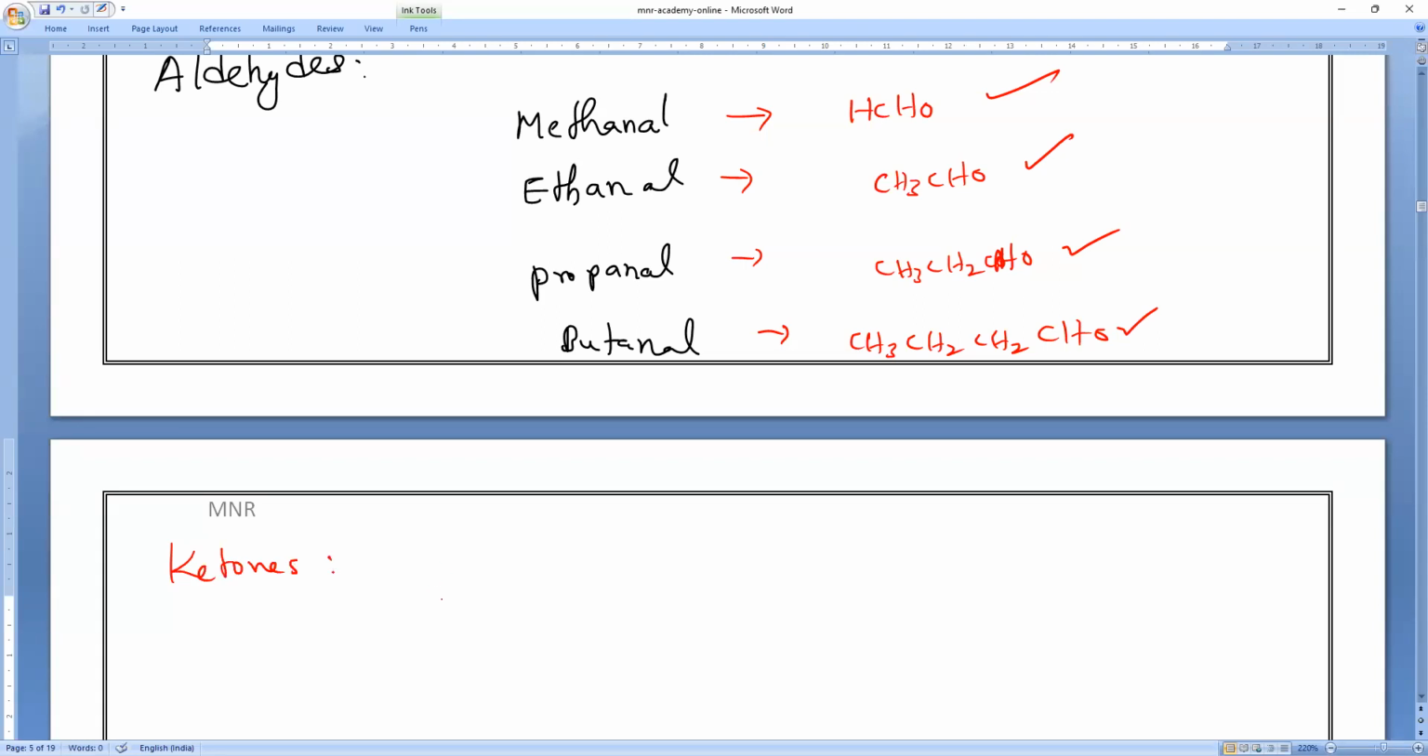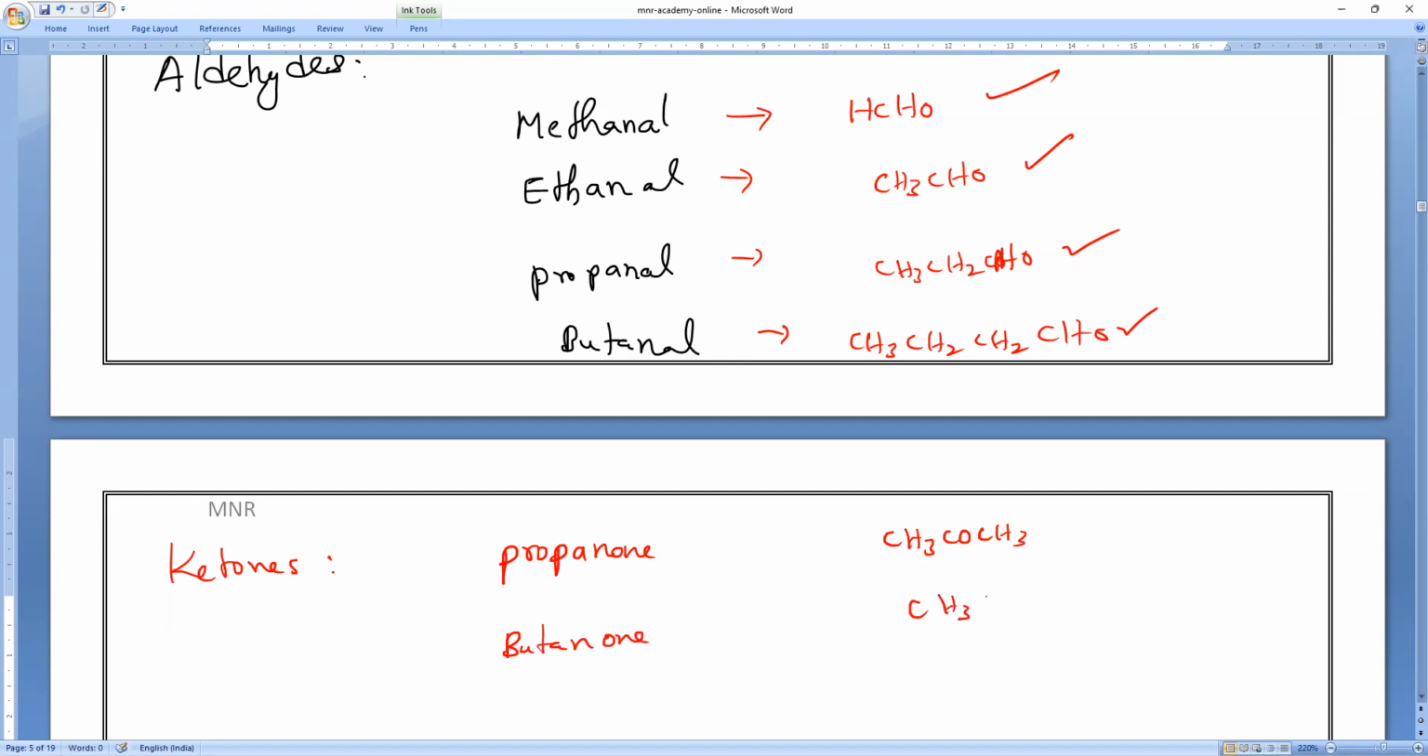Ketones. No methanol and ethanol. It will start from where? What is the first compound? Everybody, it will start from n equals 3 only. So please remember CH3COCH3, propanone, is the first family member. Next, butanone. Do you understand it?